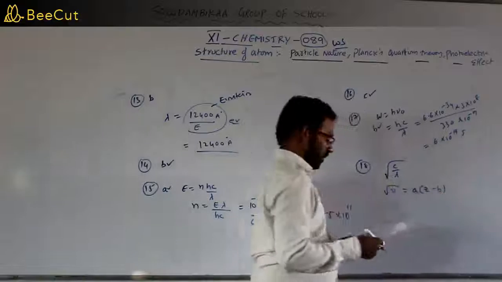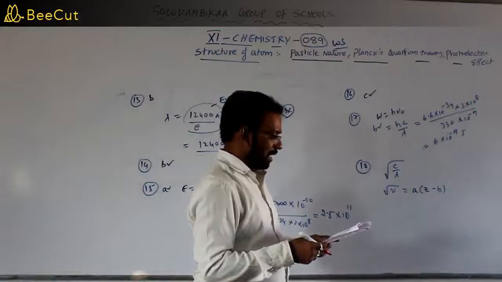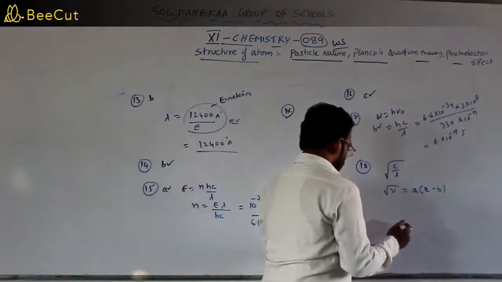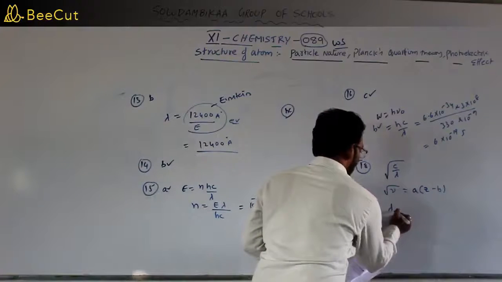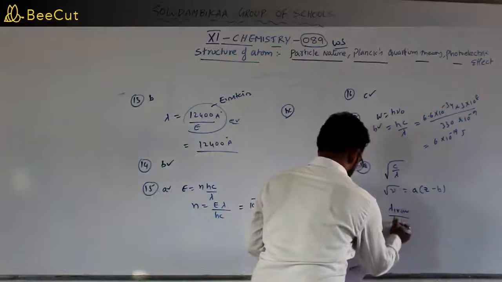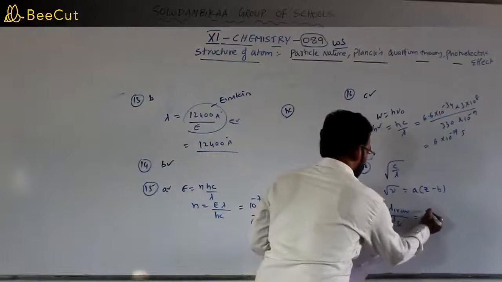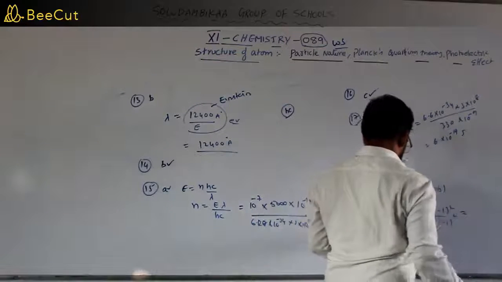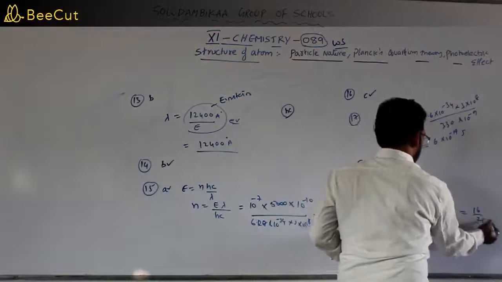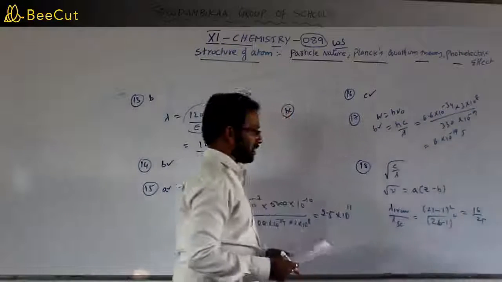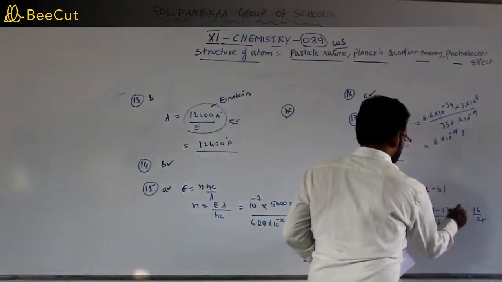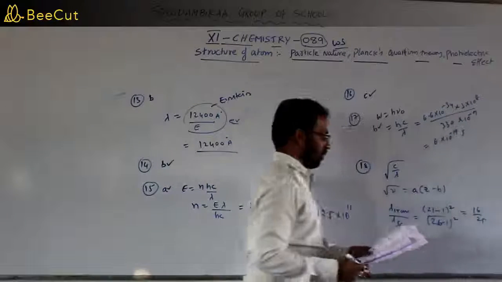Now what are the parameters? The Z value. Here we can write the B value is 1. So lambda for iron by lambda for scandium is equal to atomic number 21 minus 1 by atomic number 26 minus 1, whole square. So we get 16 by 25 whole square, which is the answer.